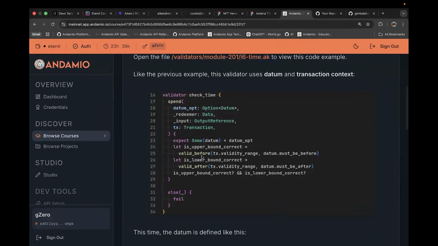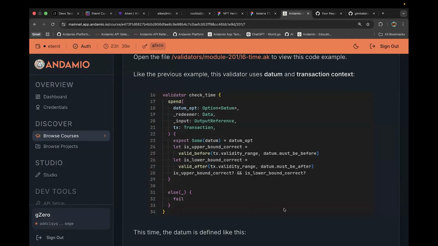Valid before on 25, valid after on 27. Yes, and correct. So what it's taking is the validity range, which it gets from the transaction. That's what the transaction brings. And then the second parameter comes from the datum, which comes in our validator, and it says must be before.